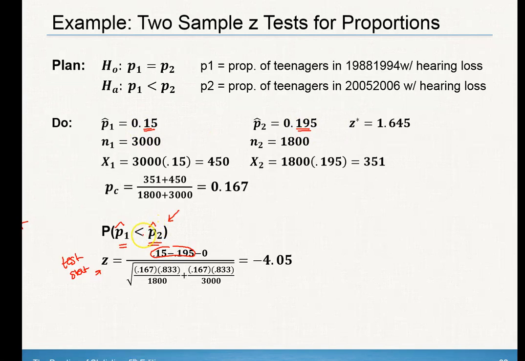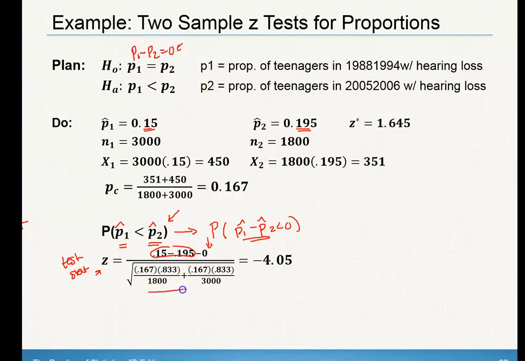Now, how do you know what to do first? If you're not sure, and this is what your alternative looks like, just put 0 on the other side. So if I were to subtract, I would do P hat 1 minus P hat 2 becomes less than 0. So then that tells me what to subtract first. So make sure you do that. Where's the 0 come from? Remember that comes from our null, where P1 minus P2 is equal to 0. The difference in the proportions is none.